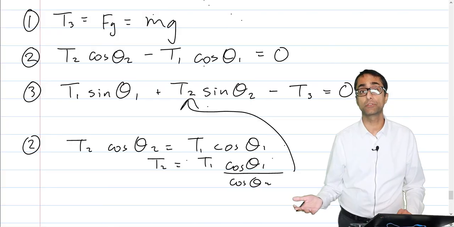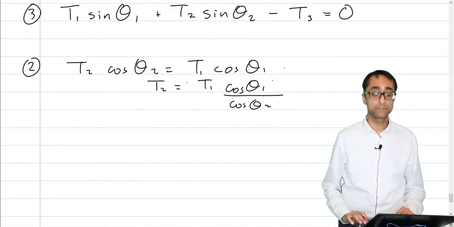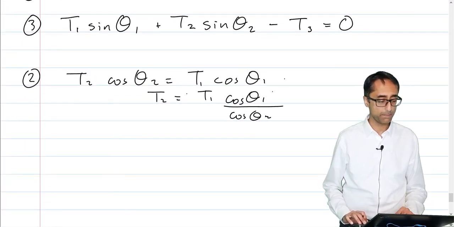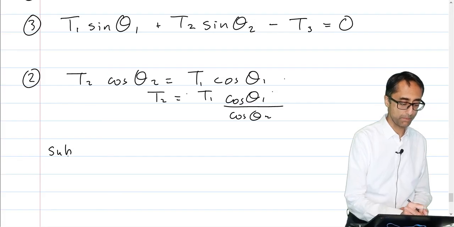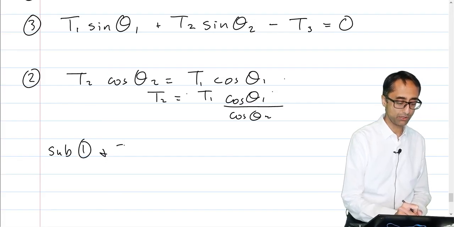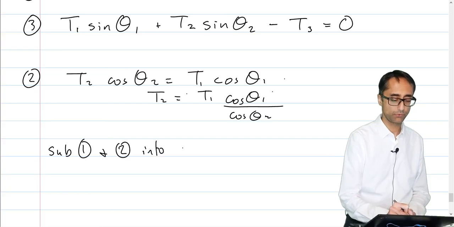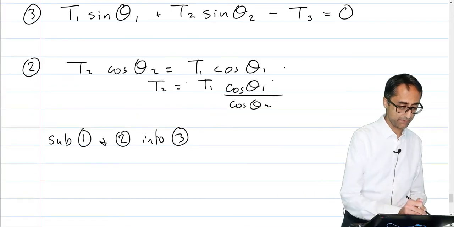And I already know what T3 is. It's just equal to mass times gravity. And so now that I have T2 and I already had T3 from equation 1, I can sub them both into the third equation. So sub 1 and 2 into 3. That looks easy enough. Let's give it a shot.